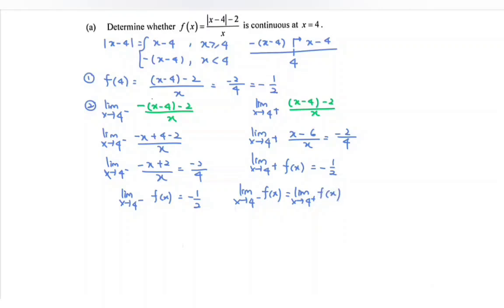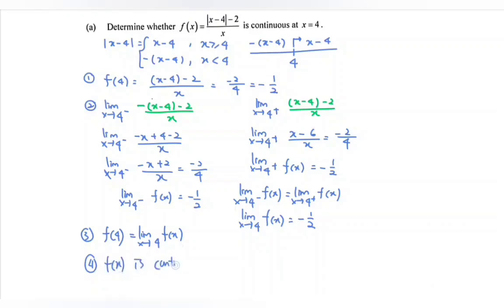So equal for both sides, and the limit when x approaching 4 for the function f(x), the value of y approaching -1/2. So that is the second step. Third step, we have f(4) equals to the limit when x approaching 4 for the function f(x). The values are the same. Then we can say that f(x) is continuous at x equals to 4.